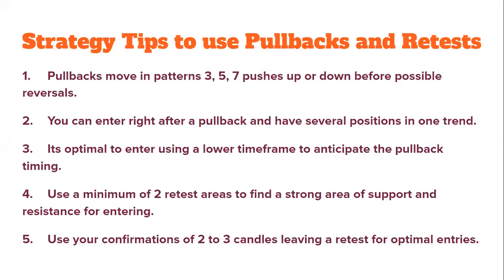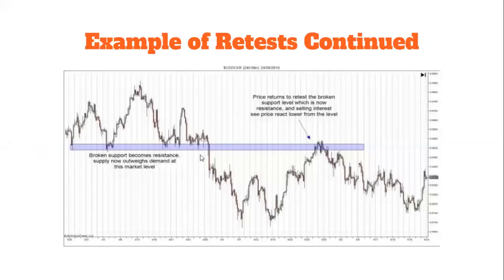Number 4, use a minimum of 2 retest areas to find a strong area of support and resistance for entering. This is more for when you're marking up your charts. You need to see, remember I was showing on the chart, let me go back, and I was showing 5 areas. So I said you need a minimum of at least 2 areas, 2 to 3 areas.